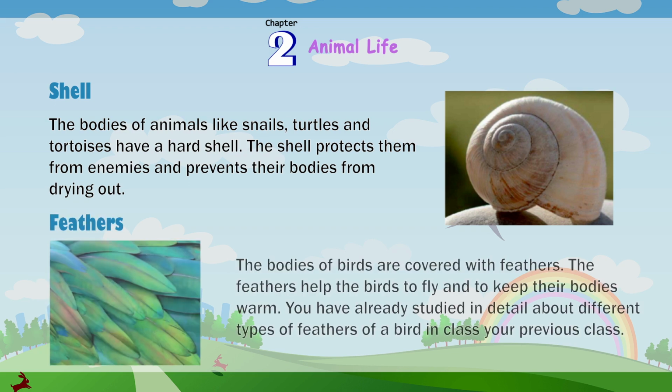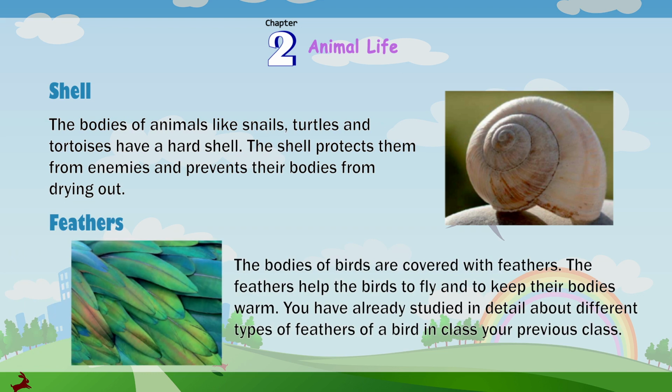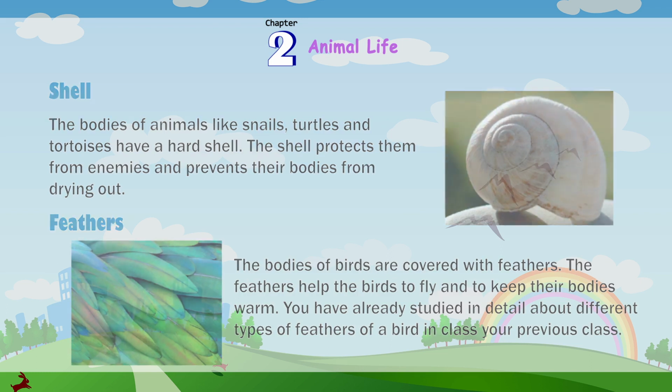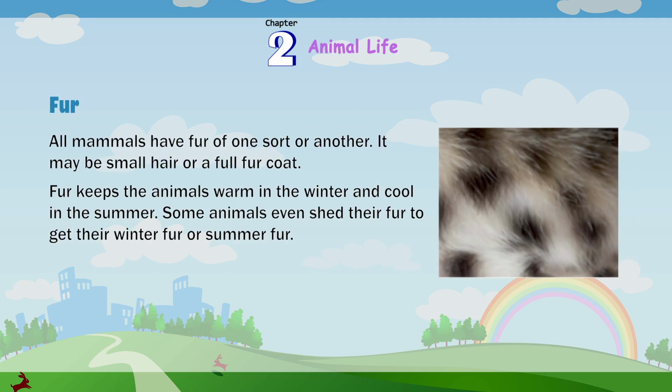Feathers. The bodies of birds are covered with feathers. The feathers help the birds to fly and to keep their bodies warm. You have already studied in detail about different types of feathers of a bird in your previous class. Fur. All mammals have fur of one sort or another. It may be small hair or a full fur coat. Fur keeps the animals warm in the winter and cool in the summer. Some animals even shed their fur to get their winter fur or summer fur.